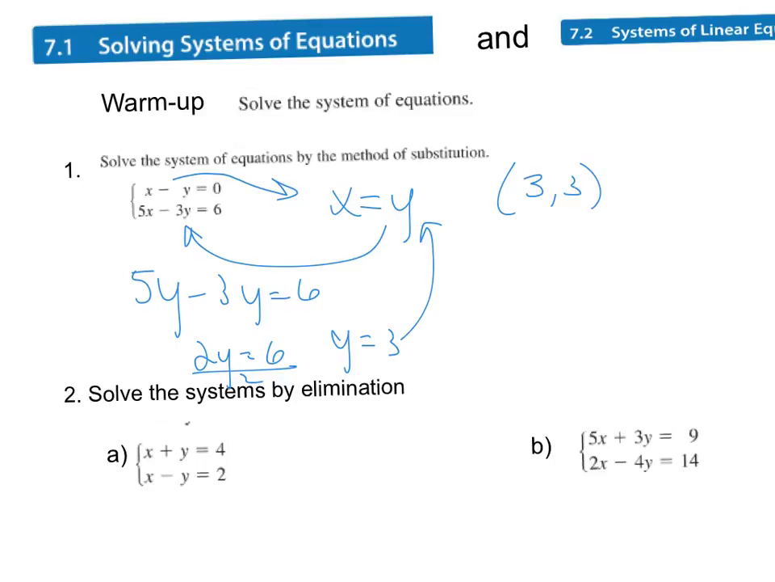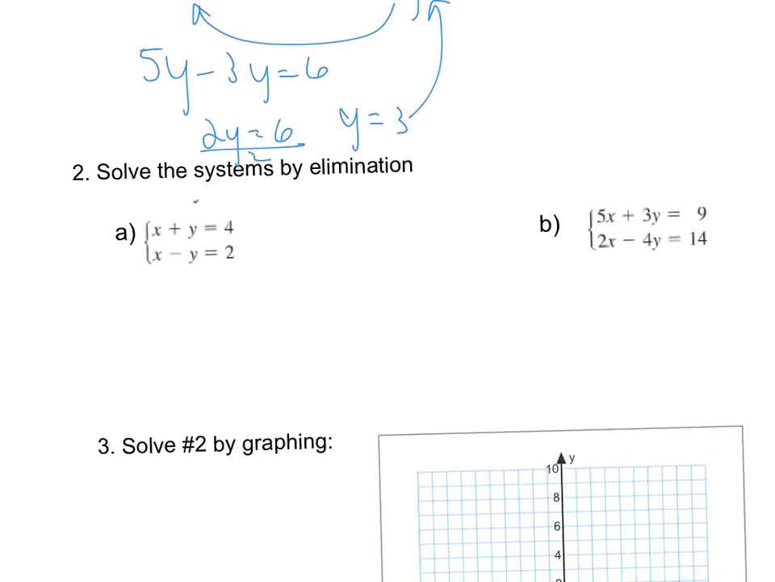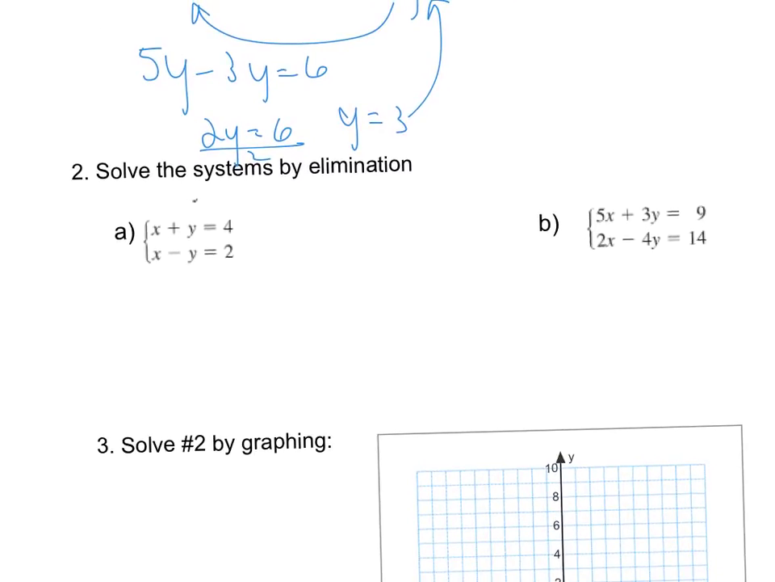Okay, so try number 2A, see if you can remember how to solve by elimination. Same idea, but this time you're going to have to eliminate a variable. So pause the video and I'll show you how to do it after.